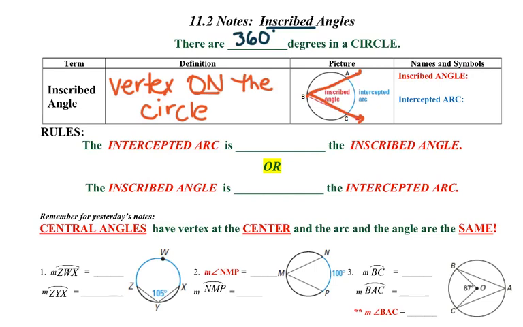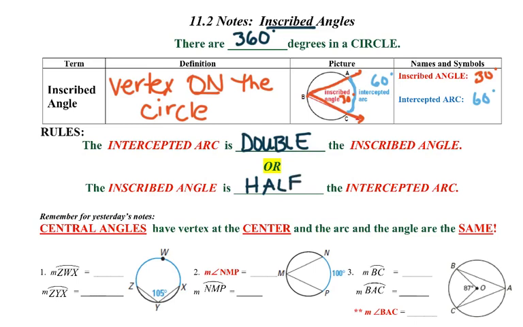So if I put a number in here, maybe that'll help. Let's say that this arc here was 60 degrees. The angle on the inside is going to be half of that, 30 degrees. So the angle would be 30 degrees and the arc is 60 degrees. So you have this relationship where the arc is double the angle, or you could say the angle is half the arc.